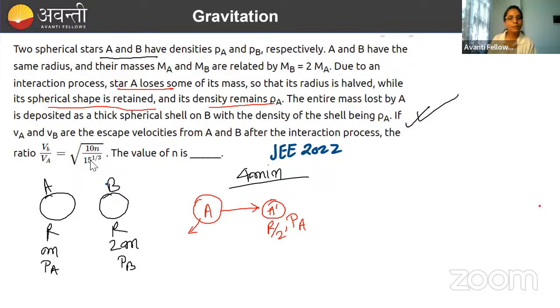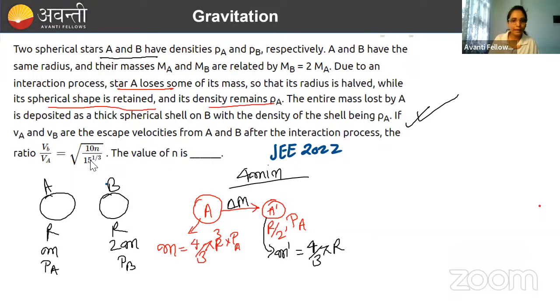That I have taken as M. M can be written as 4/3 pi r cube into density of A. Initially A's radius is R, density is rho A, and this M must be equal to volume into density, right? Now for the mass it has lost, it has become this A dash. Now mass of this A dash, M dash, if I write, what will I write? Its volume is how much? 4/3 pi r cube, r/8 हो जाएगा, into density.